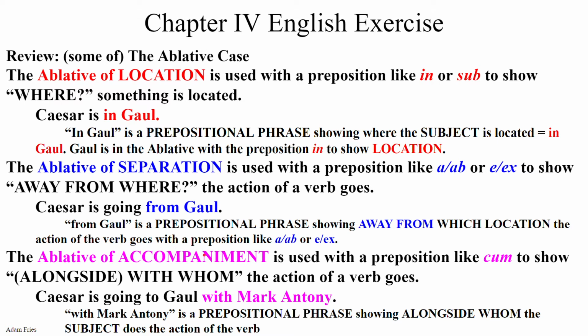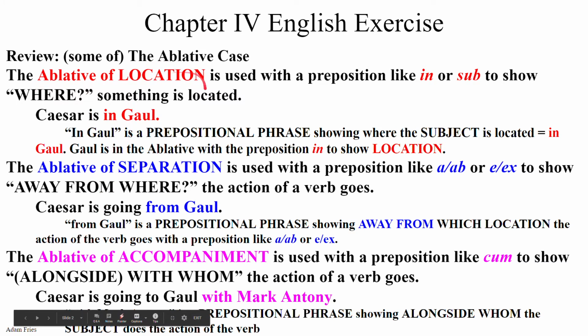The ablative of accompaniment is used with a preposition like cum to show alongside whom the action of the verb goes. So Caesar is going to Gaul with Mark Antony. With Mark Antony is a prepositional phrase, with the preposition and then its noun Mark Antony. It shows alongside whom the subject is doing the action of the verb, that action of going to Gaul. To Gaul, by the way, is an accusative of motion towards. So cum Marco Antonio.